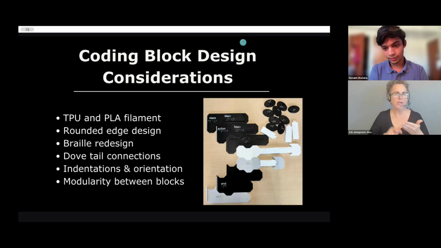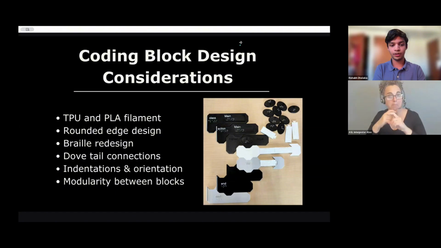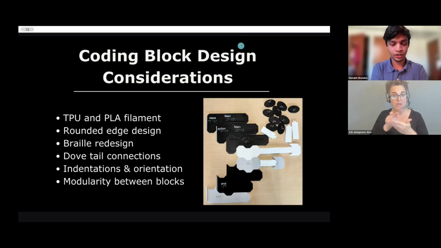As we can see in the right picture, some of the blocks have this extension called a dovetail connection, and those allow us to create longer chains of text and code, allowing for more complex code to be created with the blocks. An issue that a lot of screen readers have specifically with understanding code is understanding where indentations are. And so what our blocks are able to do is showcase this indentation within the code structure, which is a really important concept in learning that.